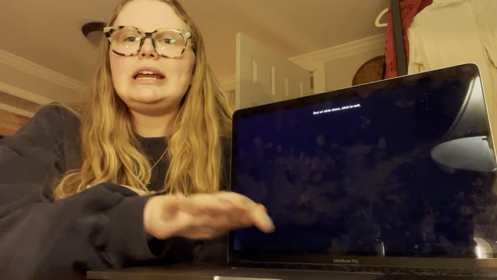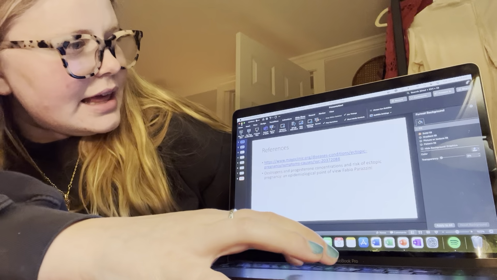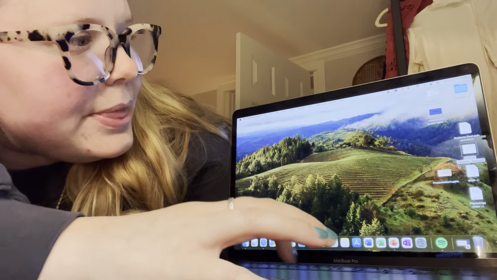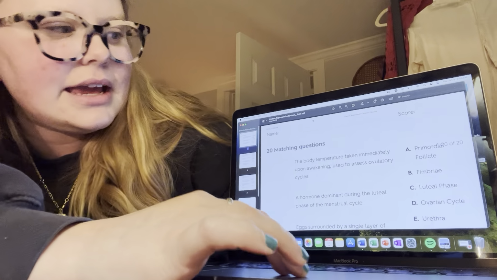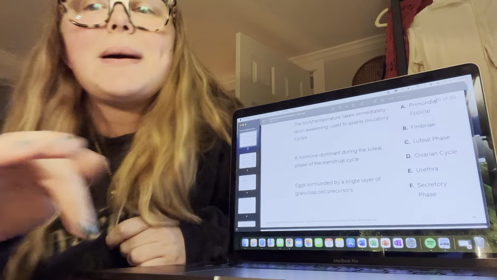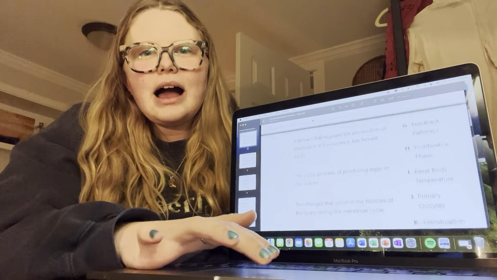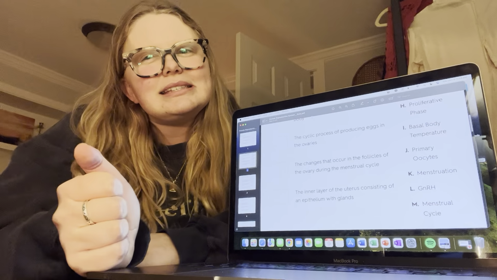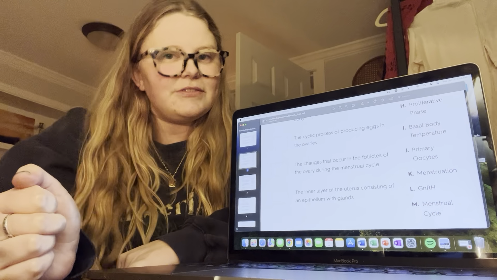This is my reference sheet. And that is about all I had for the PowerPoint. And then I just wanted to show the matching document that I made to get myself ready for this exam. So I did it kind of as if I was taking a test, just a big matching sheet of a bunch of terms from the reproductive system chapter.